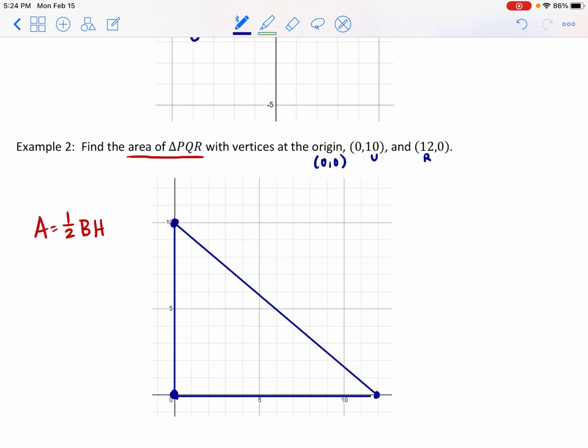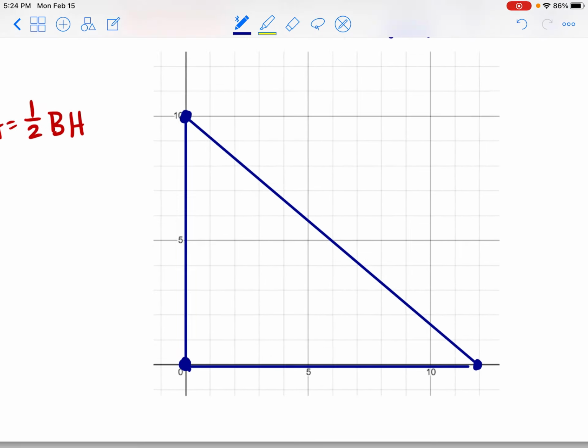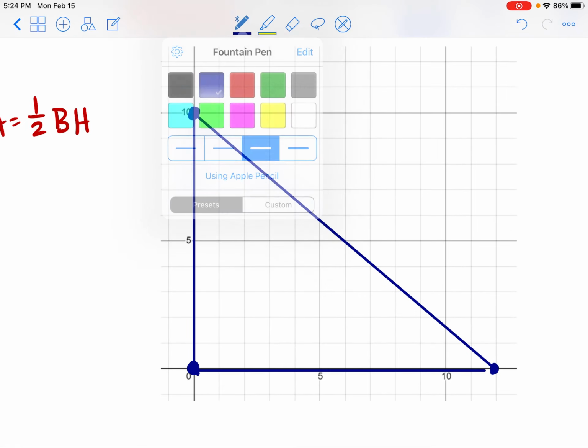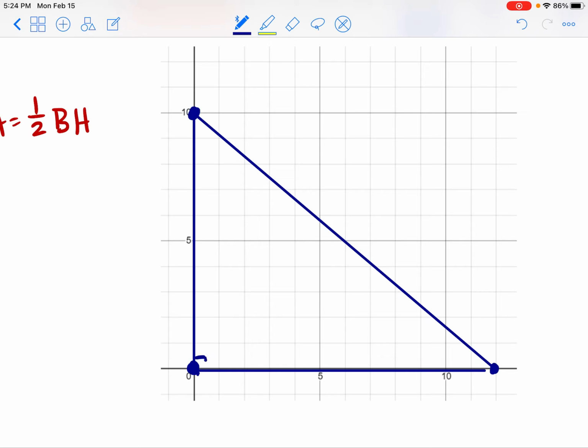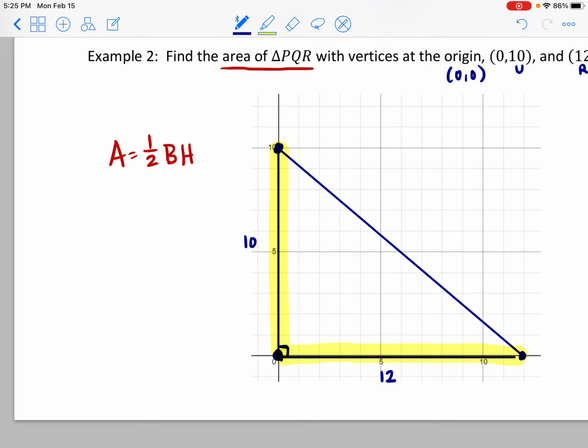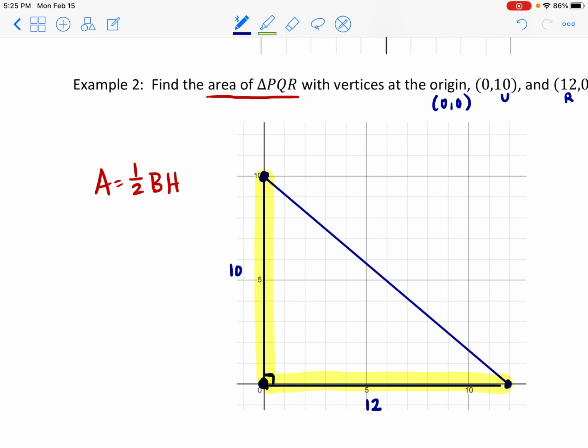So how long are the base and the height of the triangle? The base and the height of the triangle are the ones that, like the x and y axis, make a 90-degree angle. They make that perfect T when they cross. So this is going to represent my base and my height, these two lengths here. Well, I can see that to go from 0 to 10, or up 10 units, that makes this length 10. And to go from 0 to 12, or right 12 units, that makes this length 12. And so to find my area, I'm going to use my base and my height as 10 and 12.